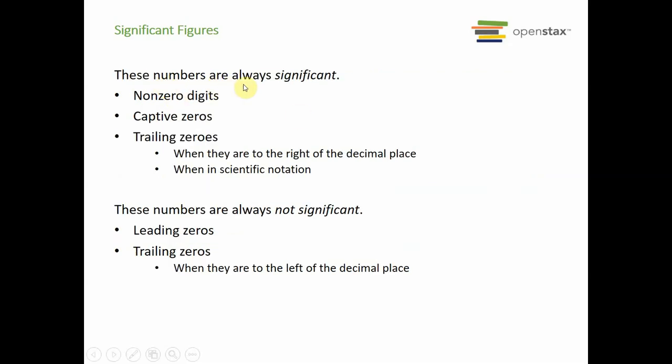These numbers are always significant: non-zero numbers, captive zeros, and trailing zeros when they are to the right of the decimal place. That's when you write like 0.100, and when they're in scientific notation, like 1.500 times 10 to the fifth.